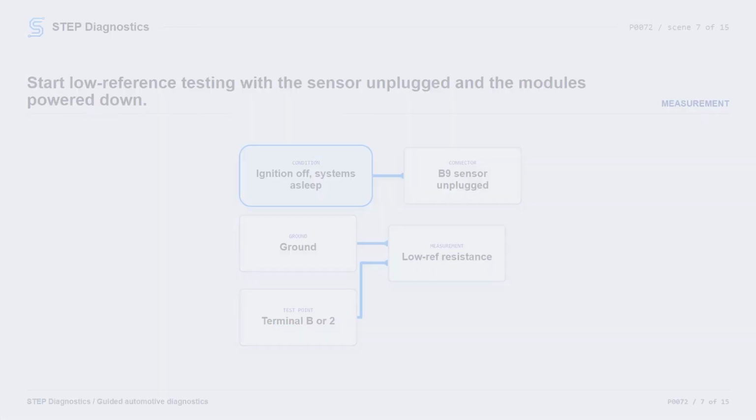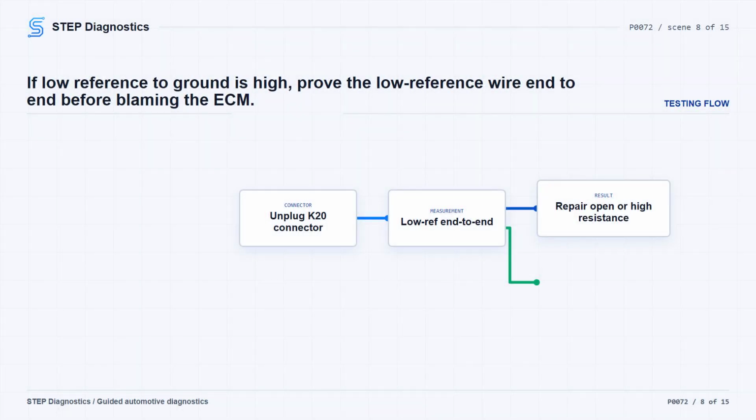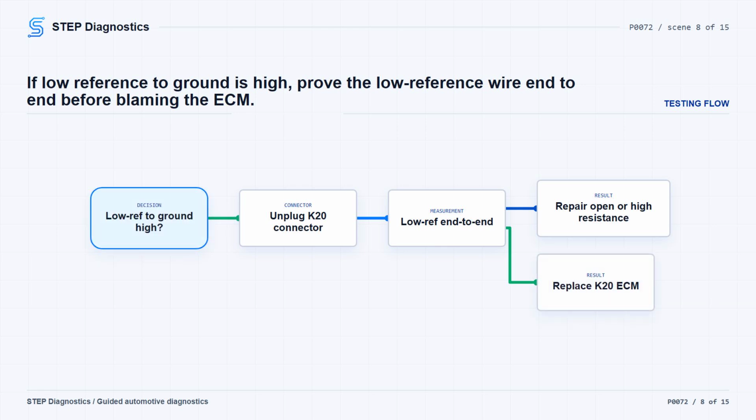If that reading is 10 ohms or greater, keep the ignition off, and disconnect the appropriate harness connector at the K20 engine control module. Then test the low reference circuit end-to-end for less than 2 ohms. If it is 2 ohms or greater, repair the open or high resistance in that circuit. If it is less than 2 ohms, the diagnostic path calls for replacing the K20 engine control module.